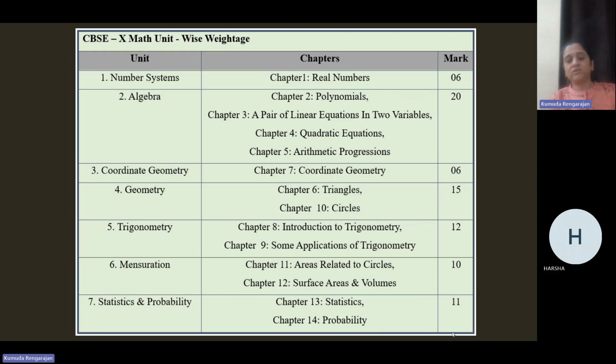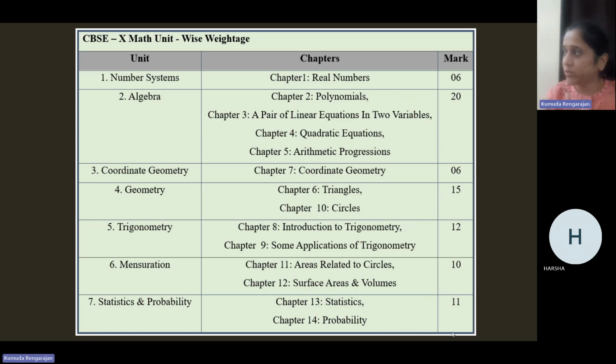As you can see, we have 14 chapters in your CBSE mathematics textbook for 10th standard. As you have seen in 9th standard, the units are number systems, algebra, coordinate geometry, trigonometry, mensuration, statistics, and probability. So not much of a difference between 9th and 10th. We have seen the same units in class 9 also. For number systems, we have only one chapter, real numbers, and the total weightage is 6 marks.